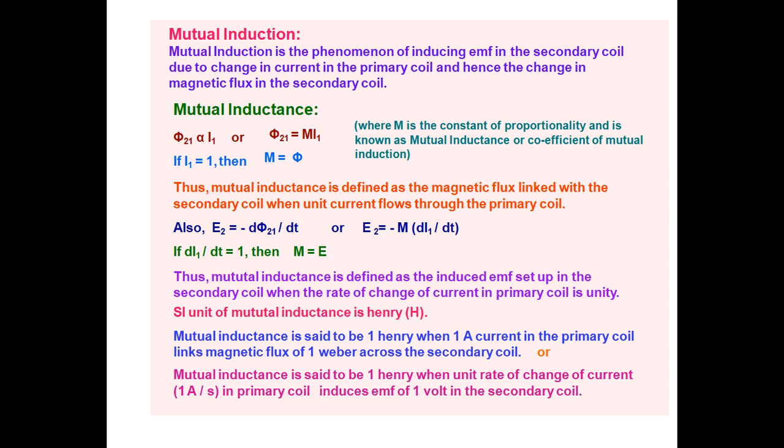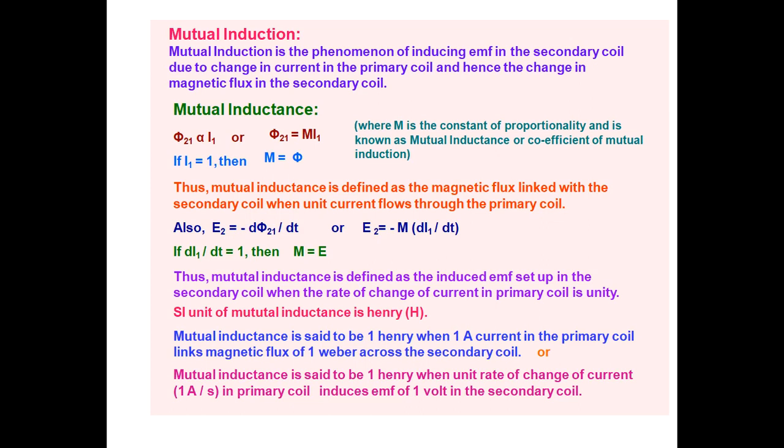The SI unit of mutual inductance is Henry. The mutual inductance is said to be 1 Henry when 1 ampere current in the primary coil links a magnetic flux of 1 Weber across the secondary coil.